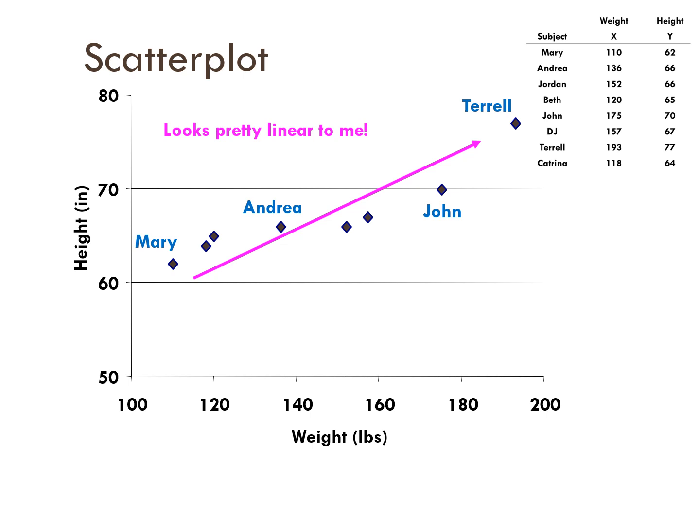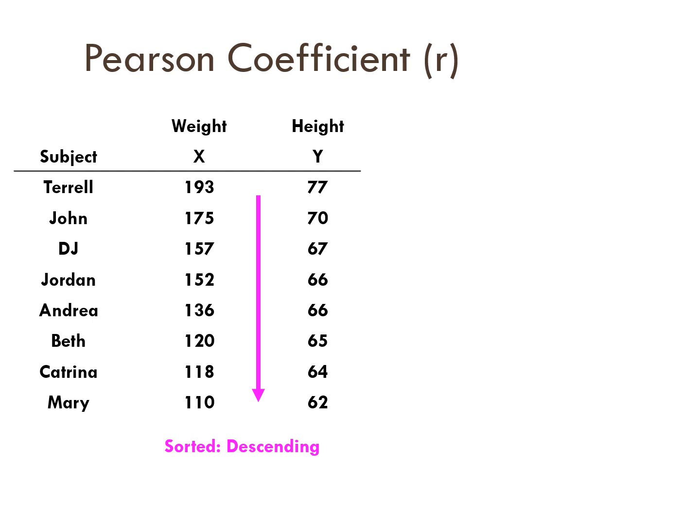And we see that it is upward, increasing, so we have a positive relationship represented here. Another way to visualize this Pearson coefficient for yourself is to go into your actual data and sort it based on your x variable. For us, that's weight. So here we have descending order, Terrell at the top with 193 and Mary at the bottom with 110. And then just like a scatter plot, we can eyeball what the change in height looks like.